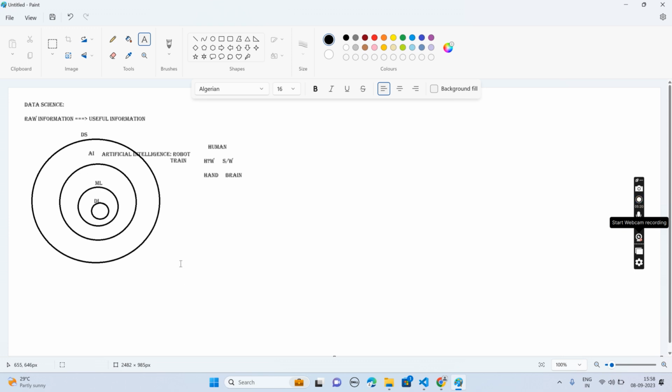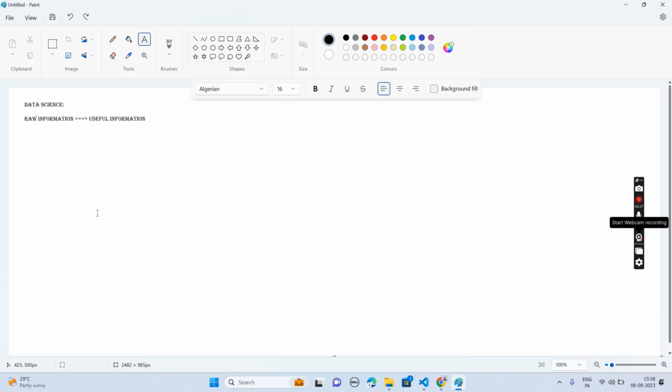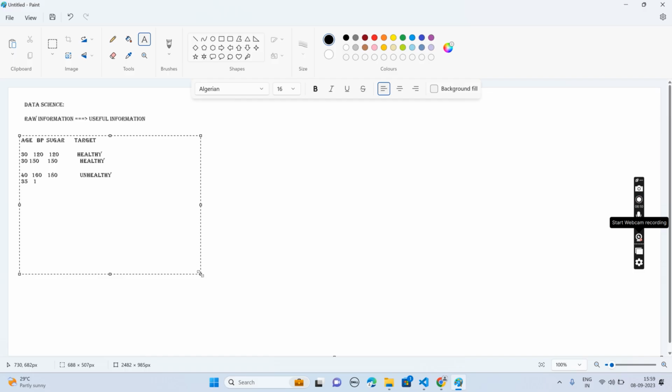Now for example, what I will do here is I will erase these things. Suppose here I take one example like the person's age, BP, sugar. This is my information, and this is my target. If the person has age 30, BP 120, sugar 120, then he is a healthy person. Here I am just giving a small example. 40, 160, 180, so this is unhealthy. Then 35, 120, 130.